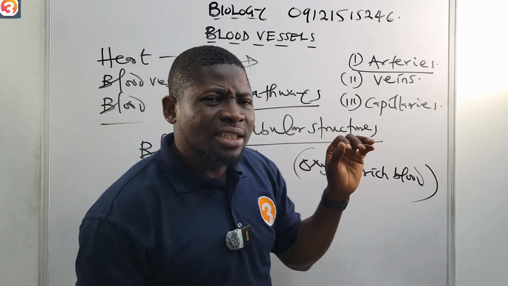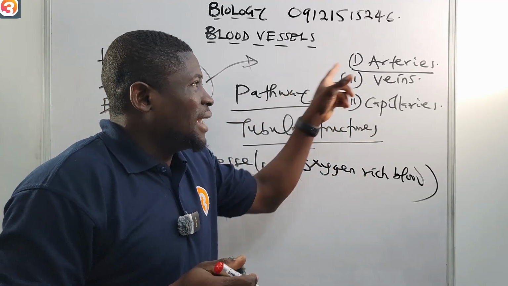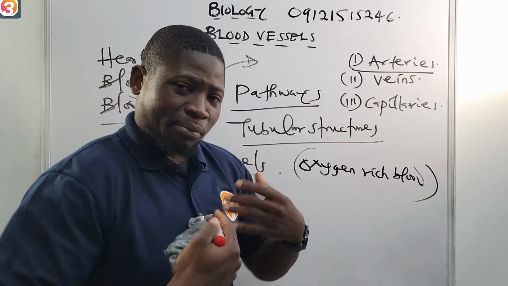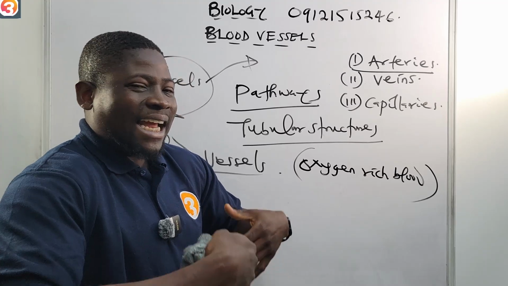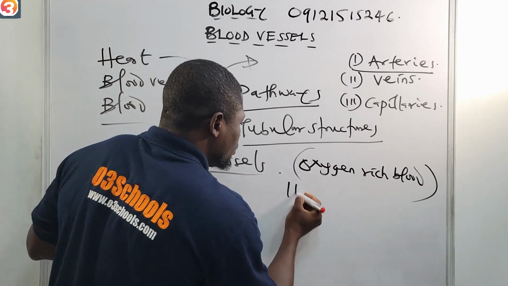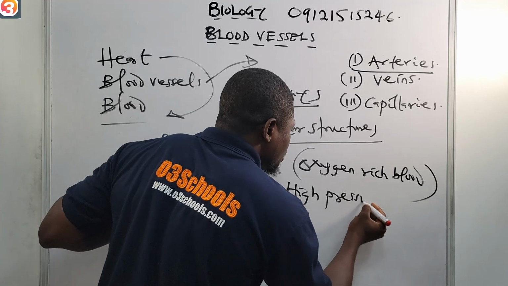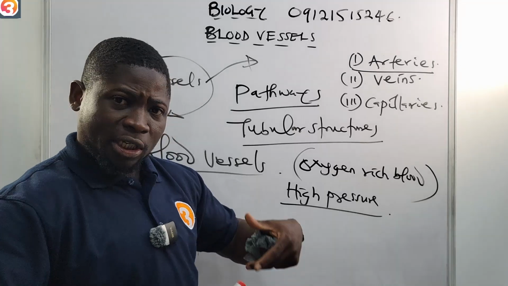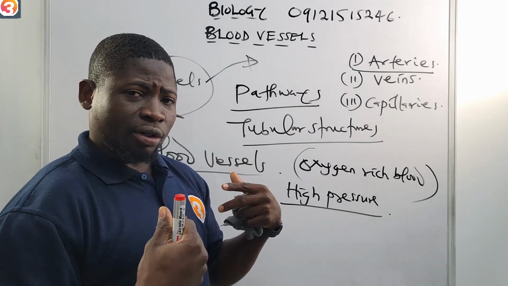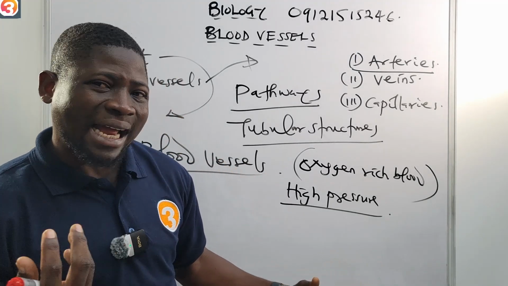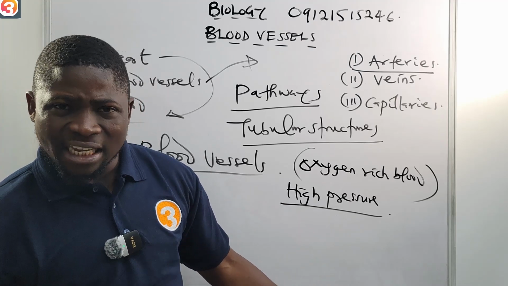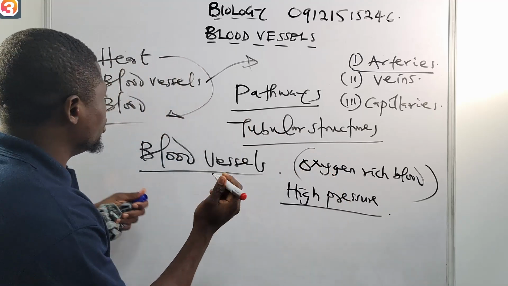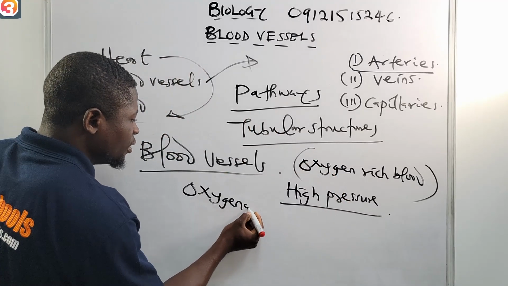Because the arteries are carrying blood away from the heart, and the heart is pumping the blood, they carry that blood away from the heart at a very high pressure. The arteries take that blood away as the heart pumps it, and they are carrying what we call oxygen-rich blood, or oxygenated blood.